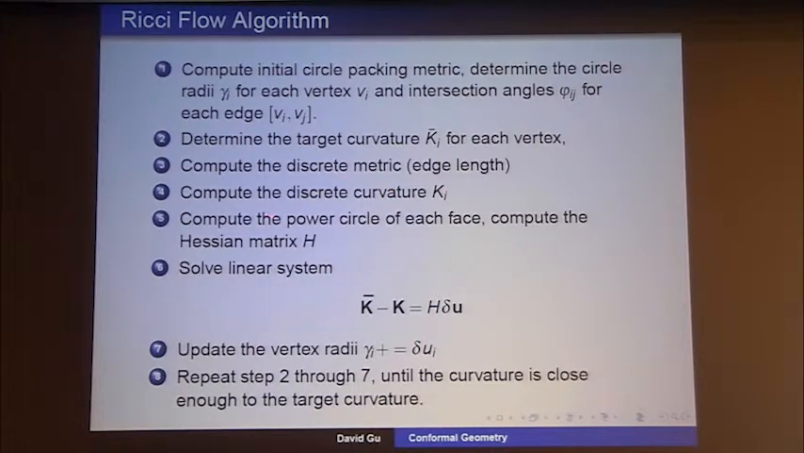Then we compute the power circle, the circle orthogonal to the 3 vertex circles. Then from the power circle, we can compute the Hessian matrix. Then we solve this linear system. This is Newton's method. Then we update the vertex radii. Then we repeat step 2 through step 7. Basically, this is a convex minimization problem, until we reach the desired Gaussian curvature. So this is a typical convex optimization, but it involves some combinatorics. If you read the source code online, you will see this very clearly.